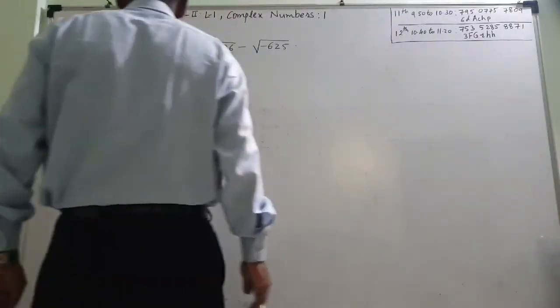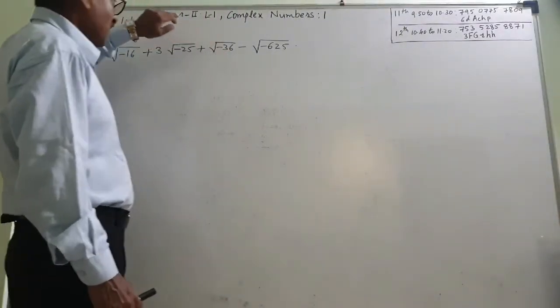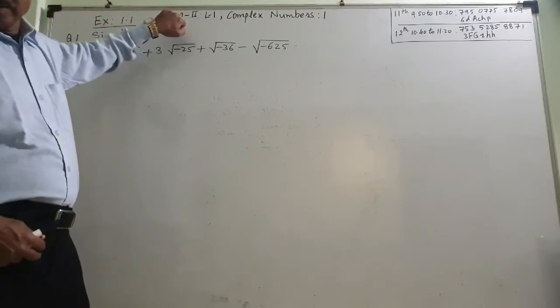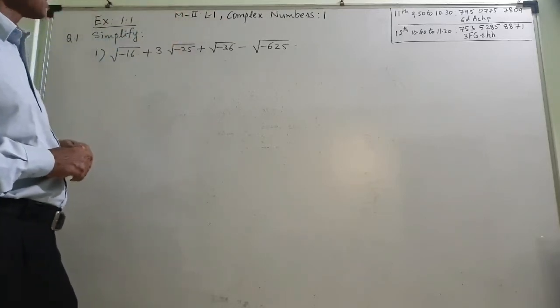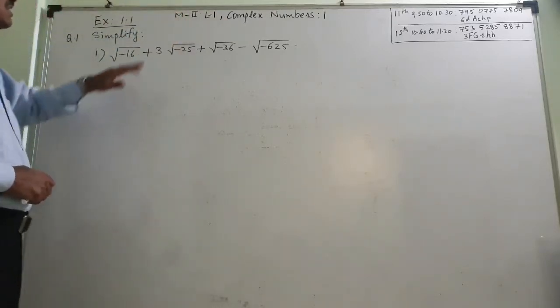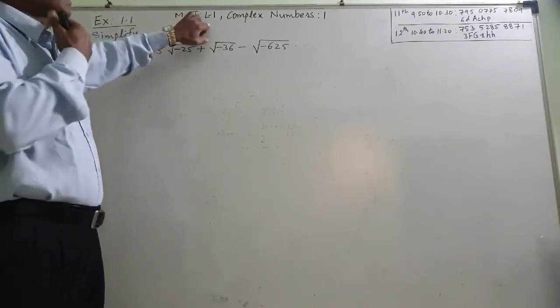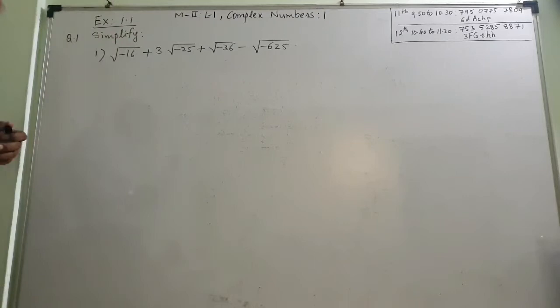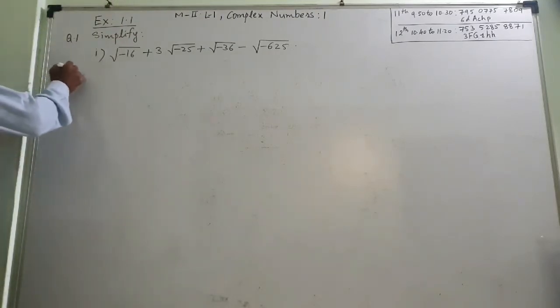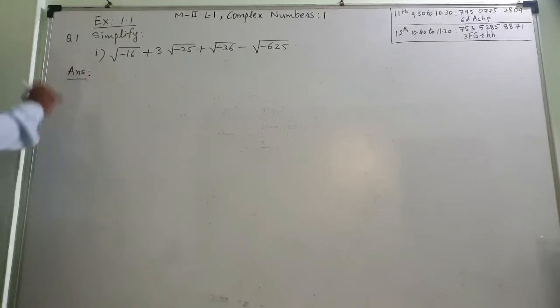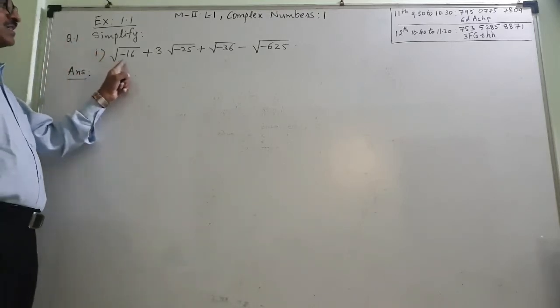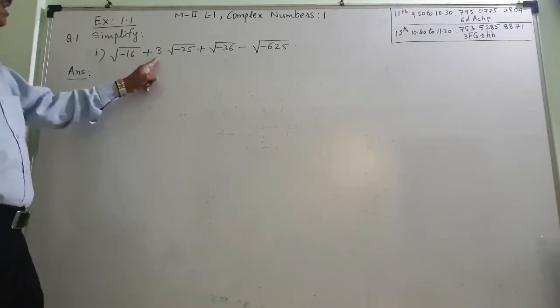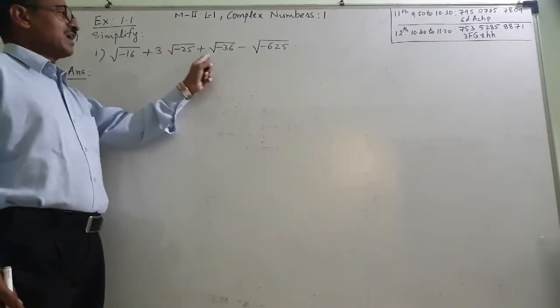We have completed Maths 1, first lesson: angles and their measurements. Now we are starting Maths 2, lesson number 1. It is complex numbers. What is a complex number? While teaching, I will go on explaining it. So directly I have taken exercise 1.1. In that, the first one: under root of minus 16 plus 3 under root of minus 25 and so on.